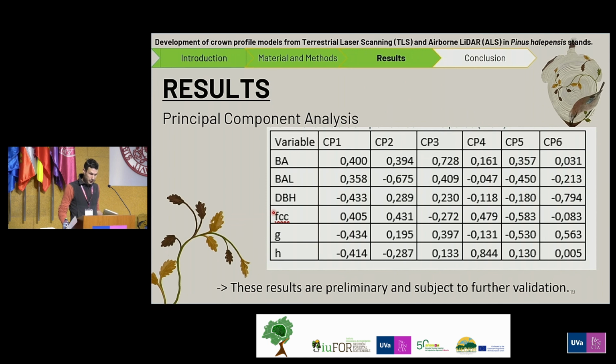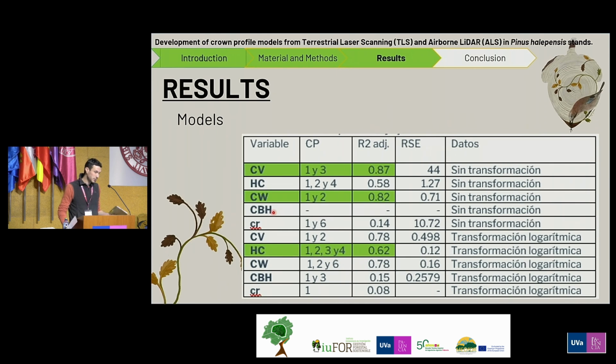With this data, I made a preliminary principal component analysis, showing that DBH and basal area are important. We have only three models tested, with only 53 trees. I have a good fit for crown volume and a very bad one for crown height, but when we have more data, I think we will improve these results.